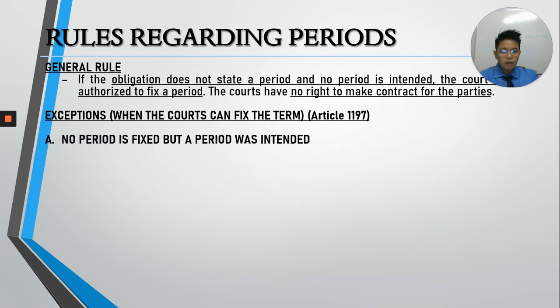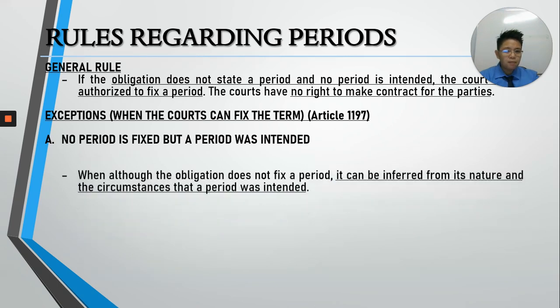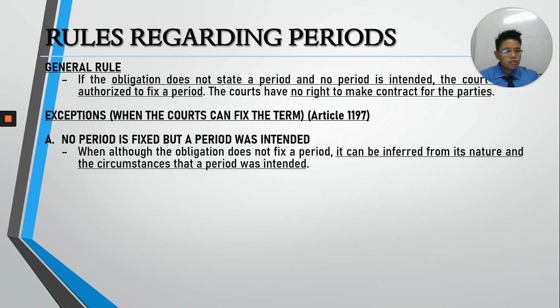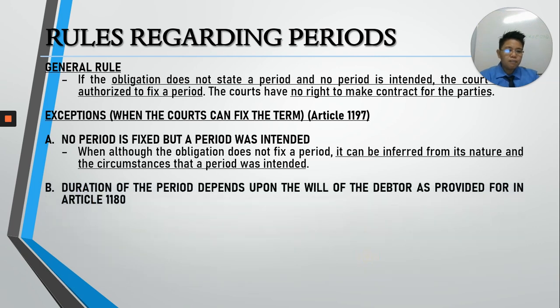So, number one, no period is fixed. Hindi lang nailagay kung anong period, but a period was intended. May pinag-usapan silang period. So, the obligation does not fix a period, but based from the nature of the obligation and the circumstances, the parties agreed that there is a period as to payment. May napag-usapan sila. Meron silang intention na magkaroon ng periodic obligation, but probably through inadvertence, hindi sinasadya, nakalimutan nila na maglagay ng fixed period doon sa contract nila.